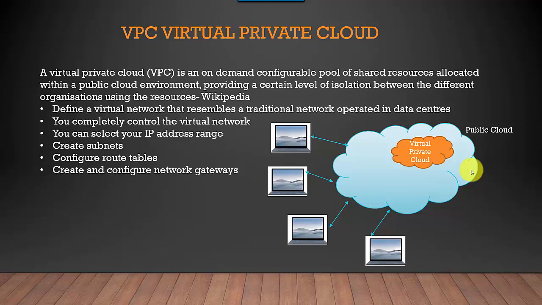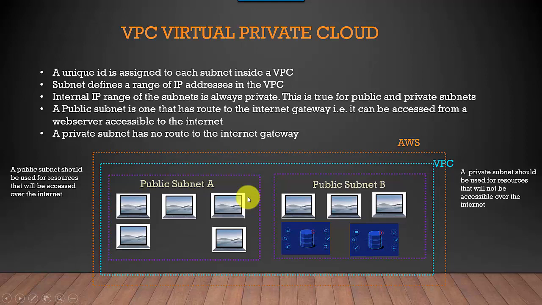With the VPC, you can define a virtual network that resembles a traditional network operated in data centers. So the kind of access you had in your data centers, you can have a similar kind of access there. You completely control the virtual network, so you can decide what kind of traffic goes in, what kind of traffic goes out. You can select your IP address range. You can create subnets. Multiple subnets can exist. You can configure route tables. You can configure and route network gateways. So we'll just move on to the next one from here.